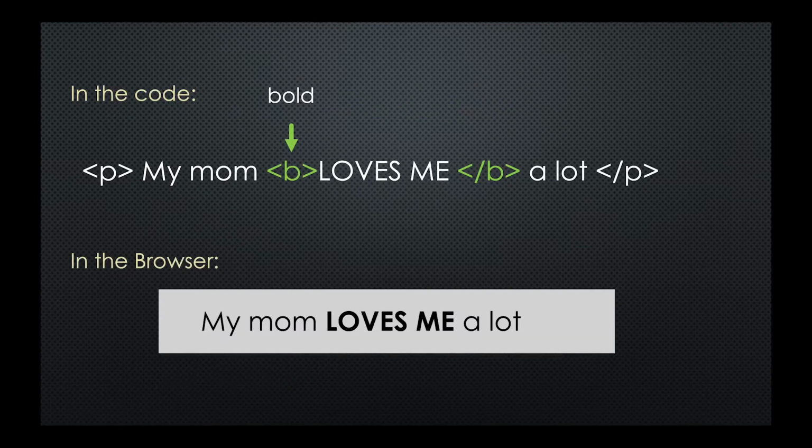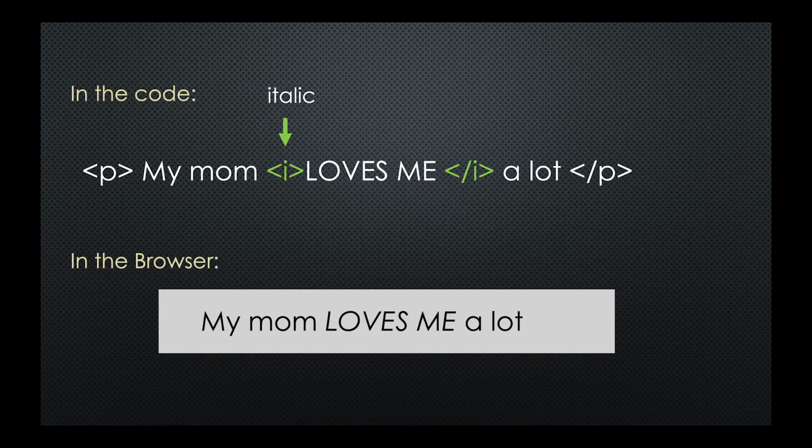In the code, these inline elements are tags, and you surround the information with open and closing tags. In this case, to make the word or words stand out as bold, we establish the open tag B and we close the tag B at the end of the text that we want to affect. If we want to turn the words into italics, we use the open tag I, and at the end of the text that we want to affect, we close that with the closing tag I.